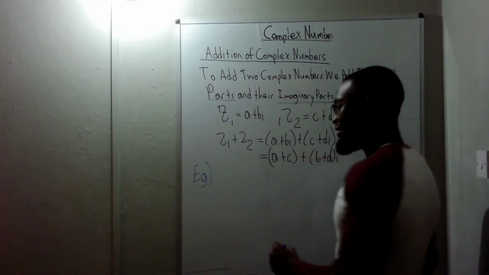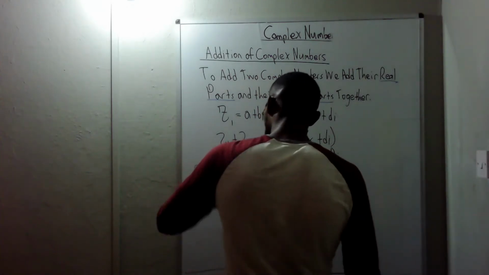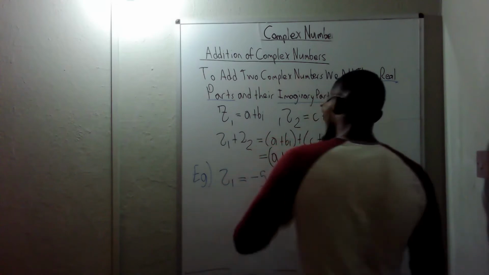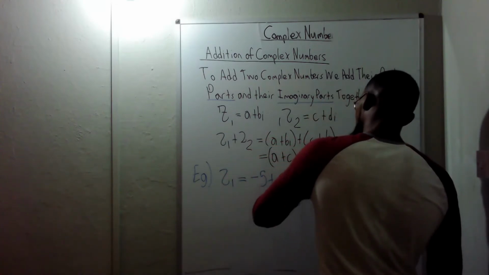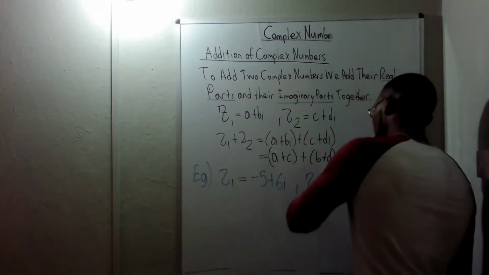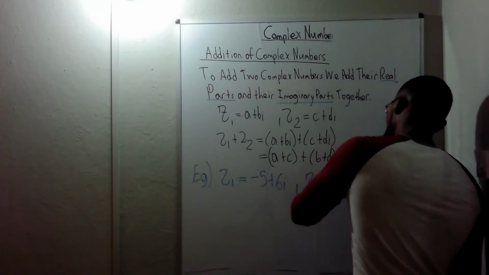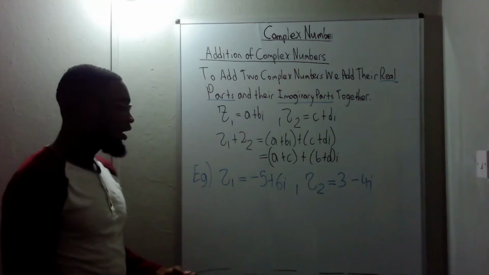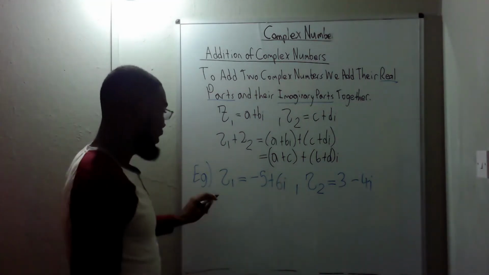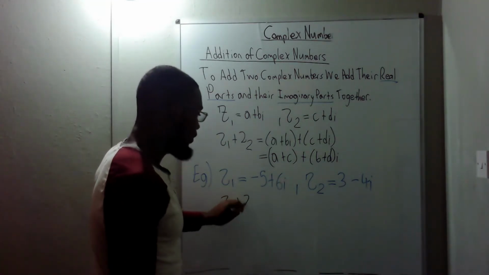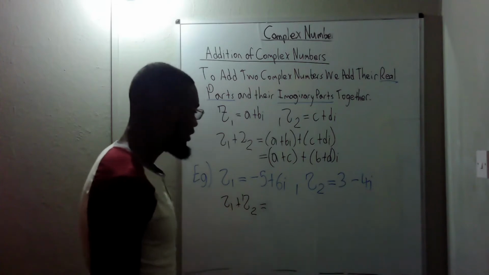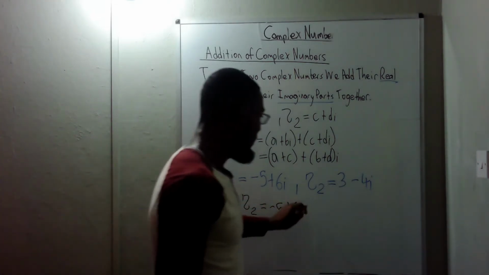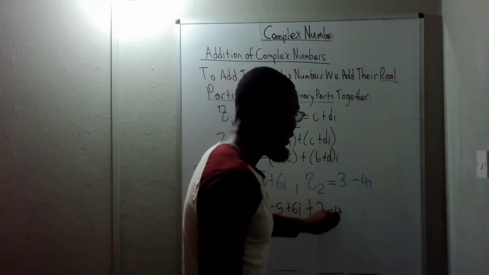Let's say we're given the complex number z1 is equal to negative 5 plus 6i, and z2 is equal to 3 minus 4i. And they want us to add z1 plus z2. So z1 plus z2 is just going to be equal to negative 5 plus 6i plus 3 minus 4i.